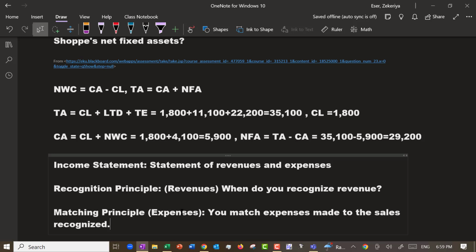Not every expense is matched to a revenue. There are certain things like the overhead. Whether or not you sold anything, you're going to pay rent to your headquarters. You're going to pay your CEO their fixed salary, whether or not anything was sold. You're going to make expenses on research and development. But those are the main principles.